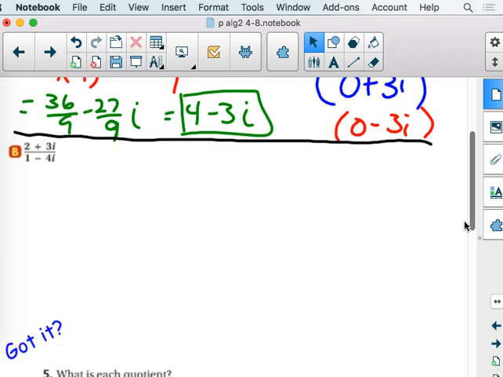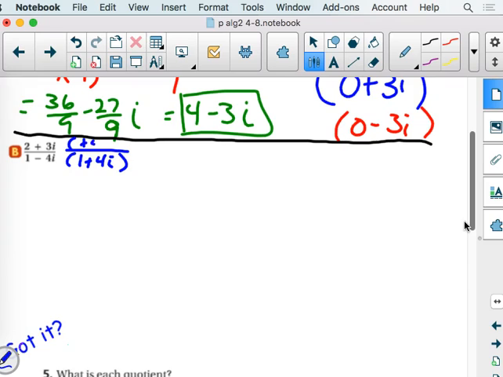But I think the first step makes a little more sense because they're always saying use the conjugate. Use the conjugate. What's the conjugate of 1 minus 4i? 1 plus 4i, right? And we can't just do that to the bottom. We learned a long time ago, whatever you do to the bottom, you have to do to the top. And now again, I'm going to do the denominator first because I want to make sure I'm going to get a real number down there.